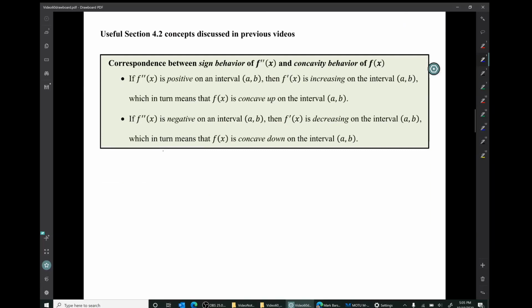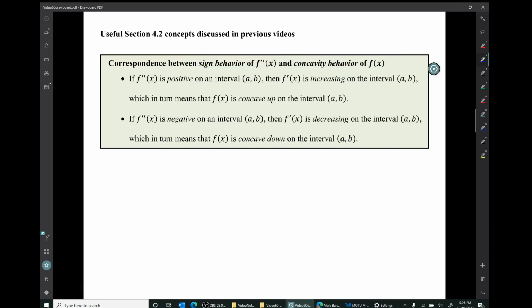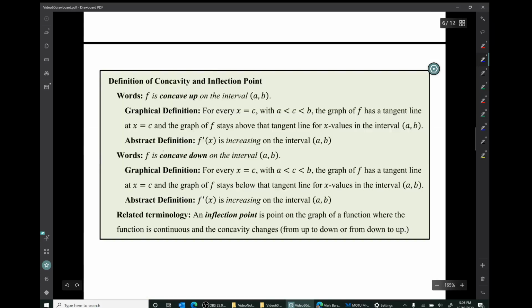In section 4.2, we discussed the second derivative, and we discussed the correspondence between the sign behavior of f double prime and the concavity behavior of f of x. The correspondence is that if f double prime is positive on an interval, that tells us that f prime is increasing on that interval, which in turn means that f of x is concave up on that interval. And similarly for f double prime being negative and f being concave down.